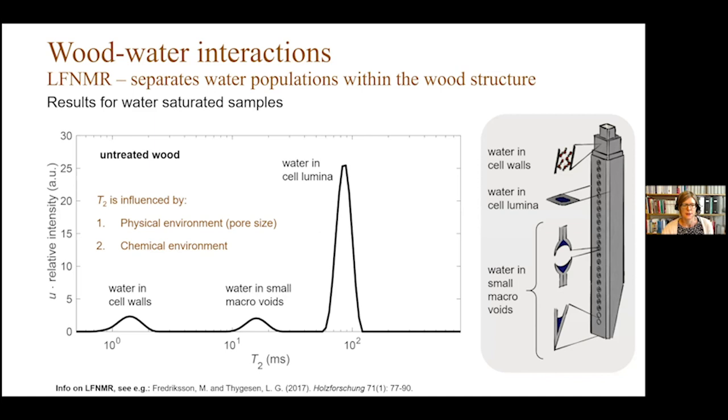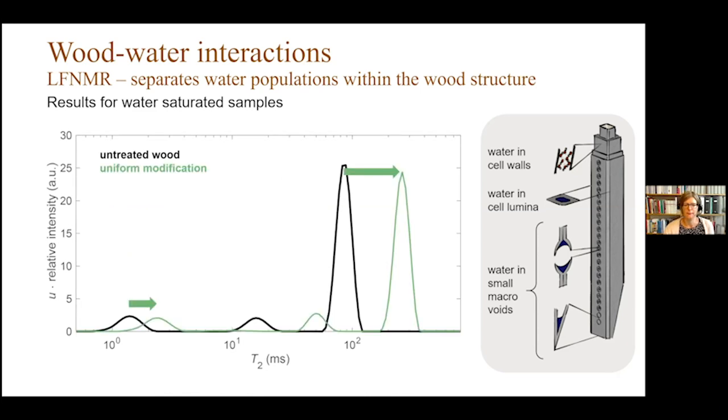So what did this look like for our modified samples? If we first take a look at the uniformly modified samples, it looks like this. We can see that all peaks shift to the right. And a shift to the right, if that was due to the physical environment, would mean that the pores are larger. And we know that this type of modification does not suddenly increase the size of the cell lumina.